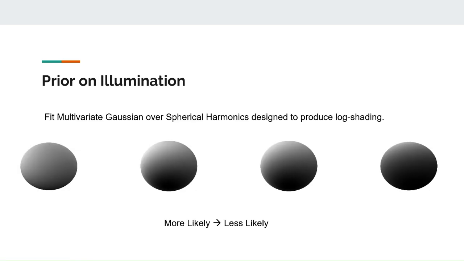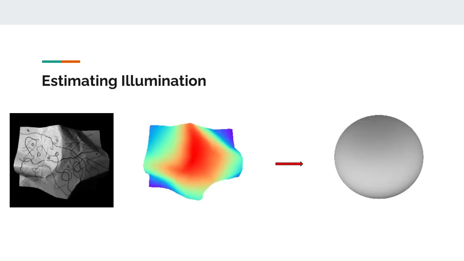Finally, I looked at priors on illumination, and for this, I fitted a multivariate Gaussian over spherical harmonics designed to produce log shading. Under this model, you can see that from left to right are more to less likely environment maps. On the left is the most likely environment map, which contains soft shadows, lighting from the front, while on the right are hard shadows and lighting from side angles.